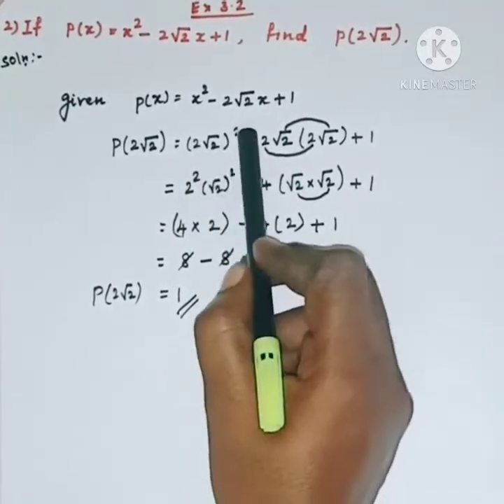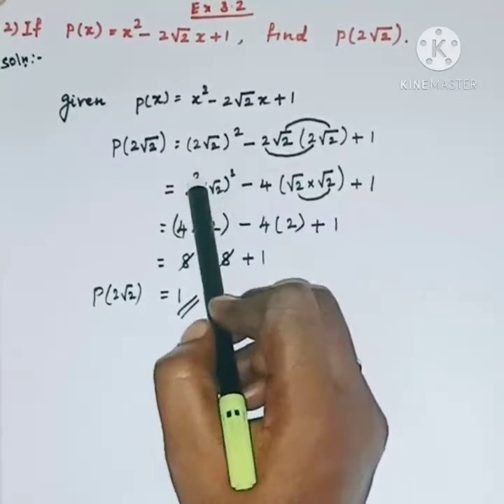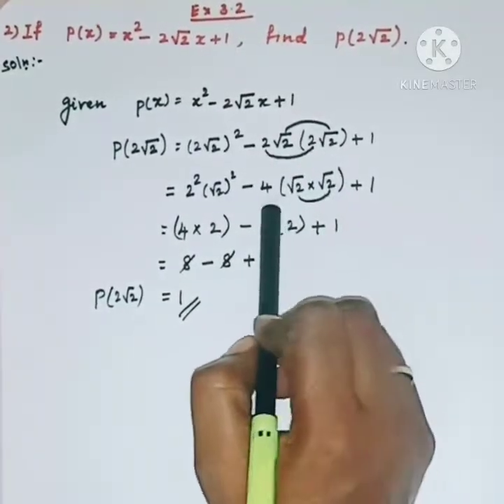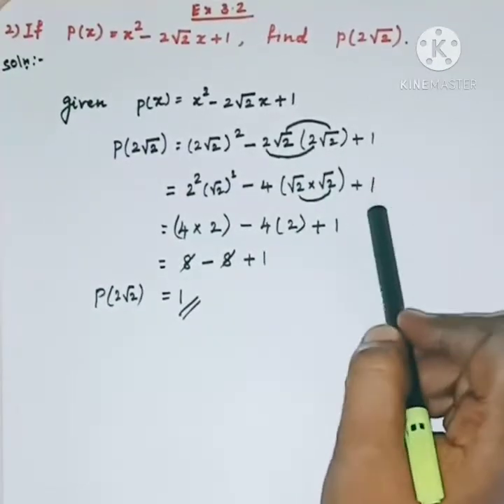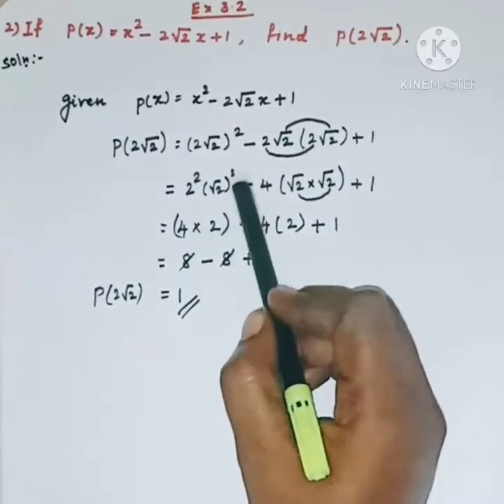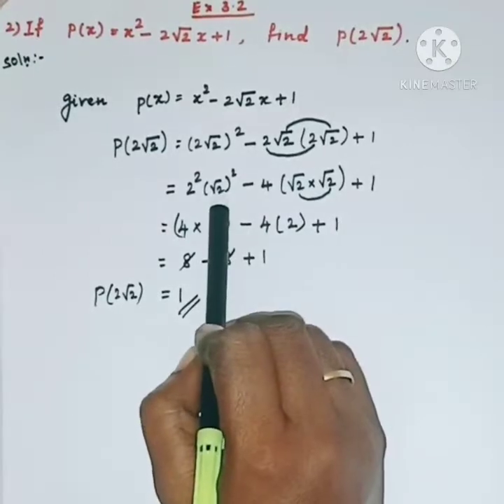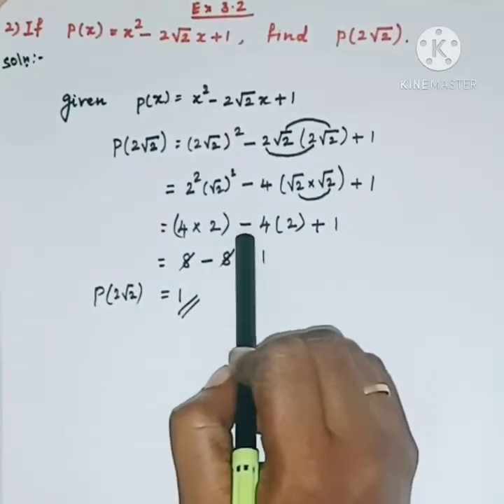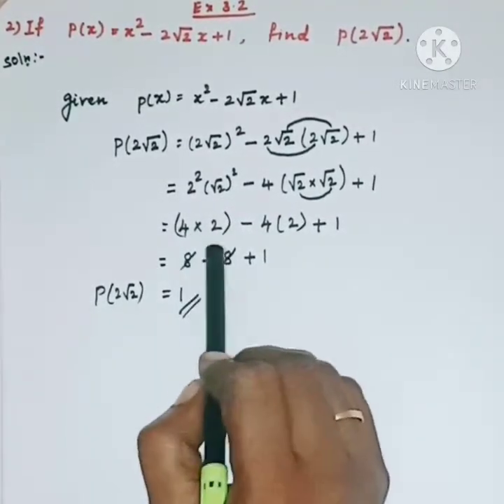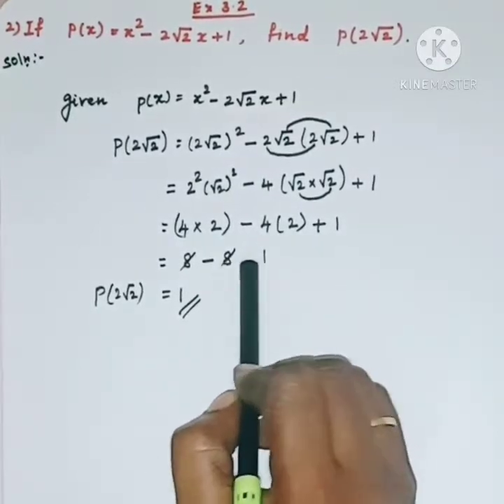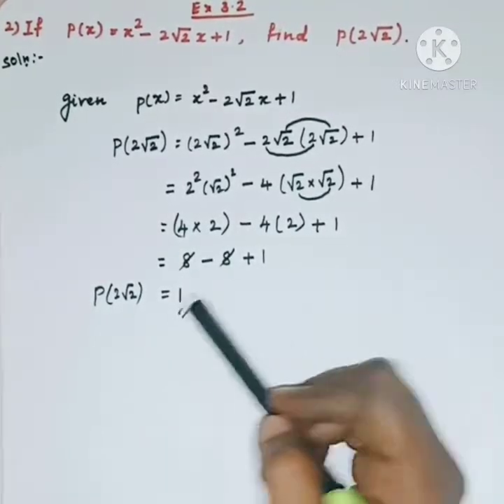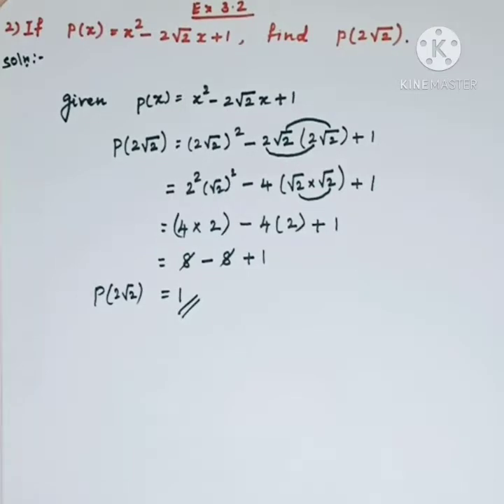Now here we have 2 root 2 the whole square. So it will become 2 square and root 2 square, minus, multiplying these two terms we get 2 2s are 4 and root 2 into root 2, plus 1. So 2 square is 4 into root 2 square, which is simply 2. Root 2 into root 2 is 2 only. So we have 2 here minus 4 into 2 plus 1. So 4 2s are 8 minus 4 2s are again 8 plus 1. So plus 8 minus 8 will be cancelled. So the answer is 1. P of 2 root 2 is equal to 1.